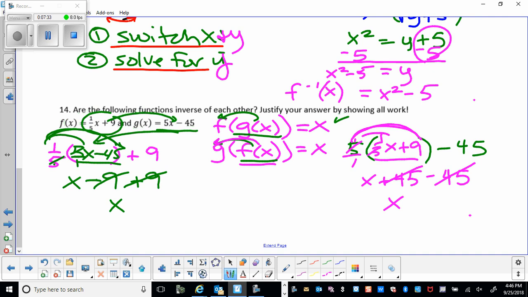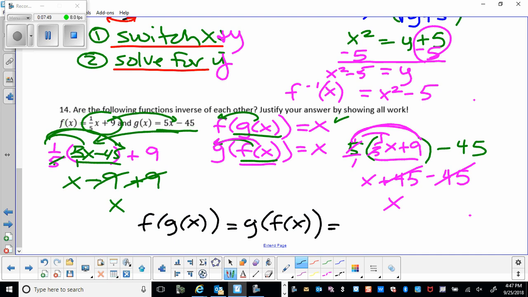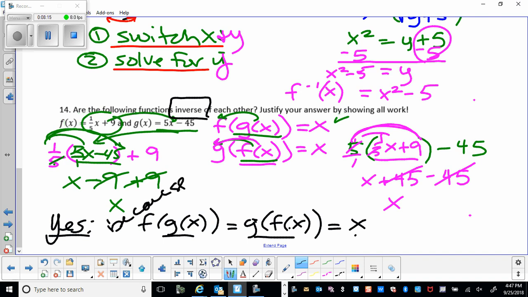So in conclusion, the summary of this is f of g of x equals g of f of x, which equals x. These were equal to each other, and not only that, they both equaled x. And that is the definition of an inverse. So are they inverses? Yes, because f of g of x equals g of f of x, which equals x.